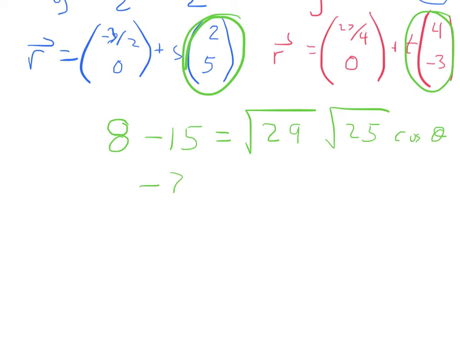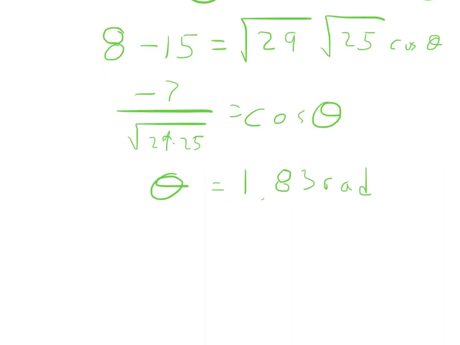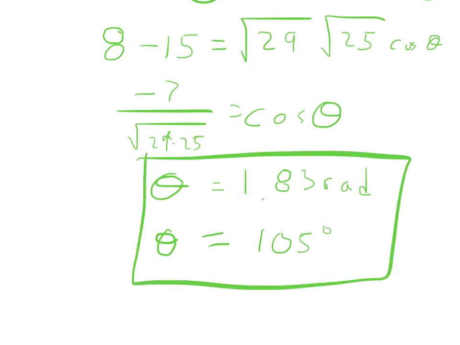So if I simplify it, I get negative 7 over the square root of 29 times 25 equals the cosine of theta. Then I do my inverse cosine. I ended up with theta being 1.83 radians, which was the same as, let's see here, 105 degrees. So again, either one of these answers would be acceptable unless the problem asked for degrees, which is common on the IB exam. One last example for you.